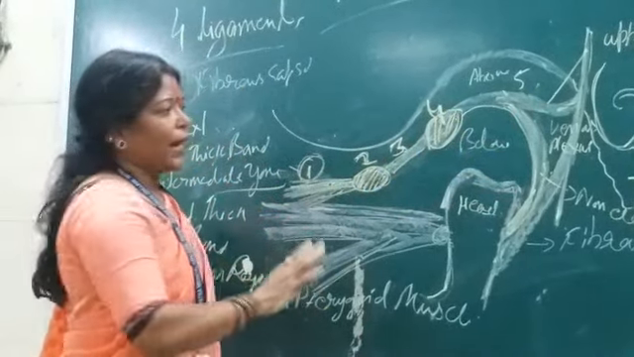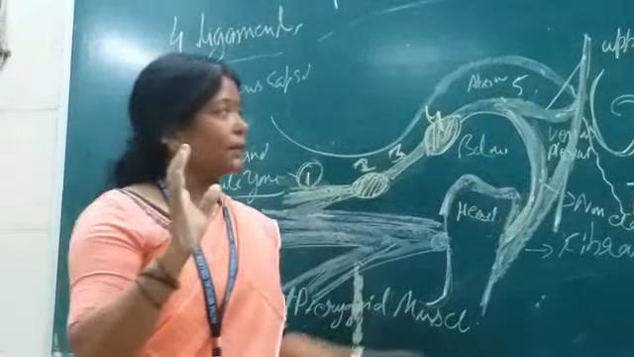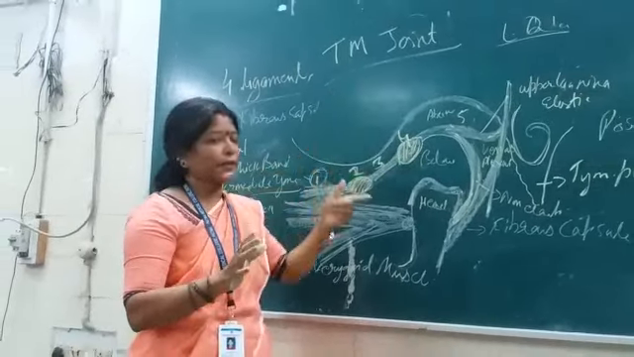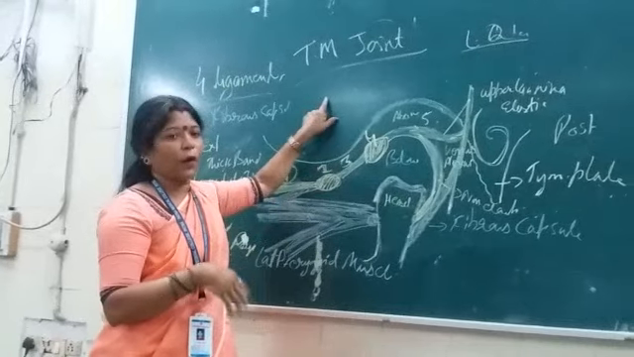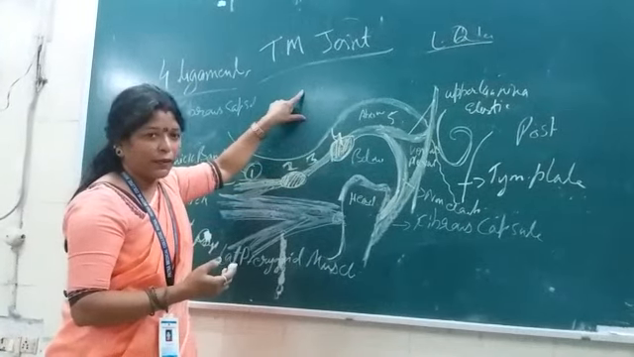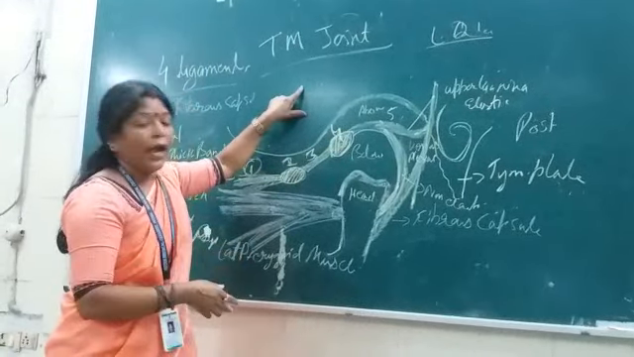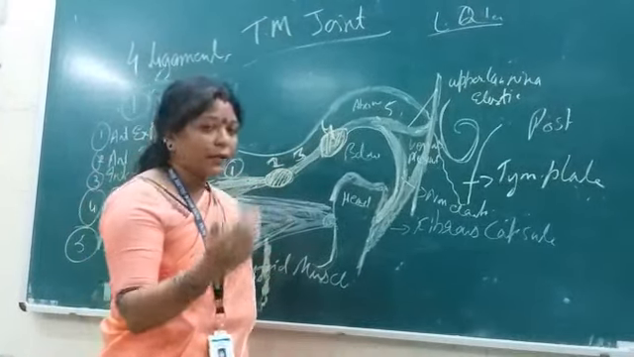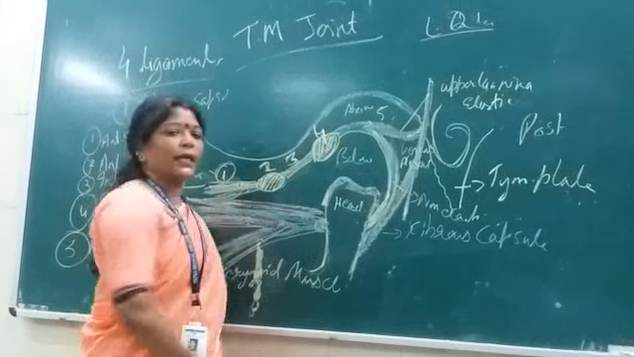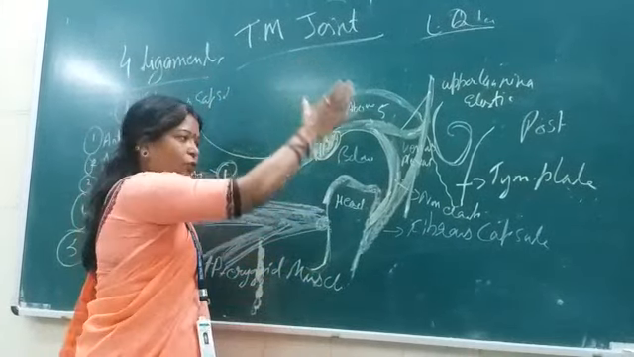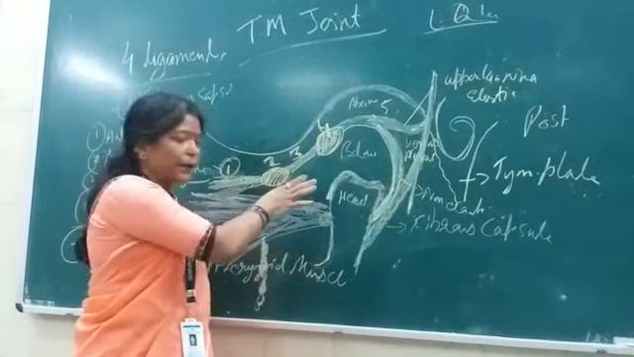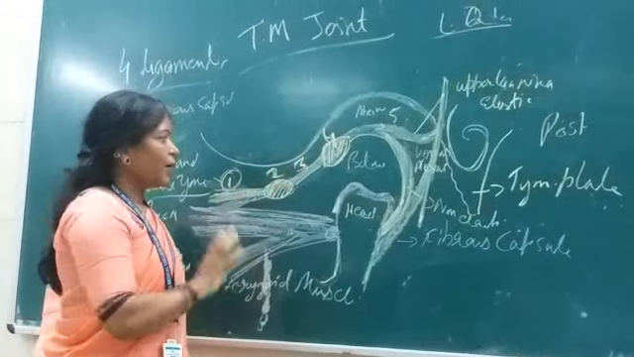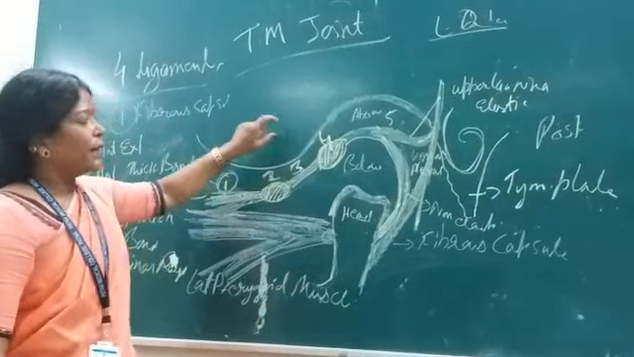Whenever you are asked about the temporomandibular joint as a long question, you should first of all write what it is, how it is represented, what the articular surfaces above and below are, and the peculiarity of this joint which is different from other joints: the presence of the intra-articular disc. You have to make a labelled diagram and mention the intra-articular disc. Okay, now come to the ligaments.